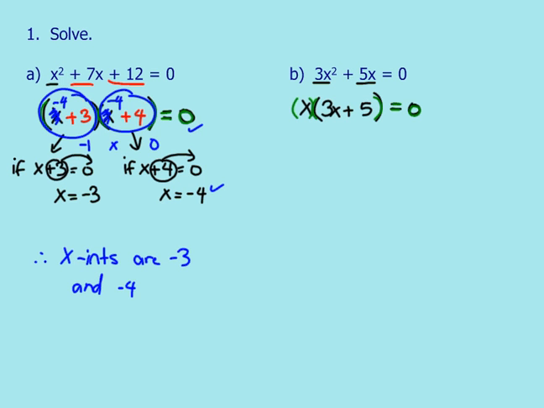Let's look at our first case. If x was the one that equals 0, well, there's really no solving. I mean, x is already 0. So that was pretty easy. Let's do the next one.